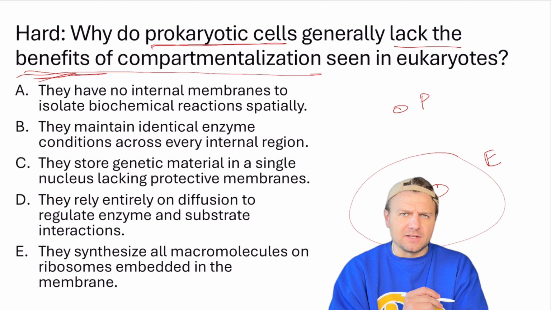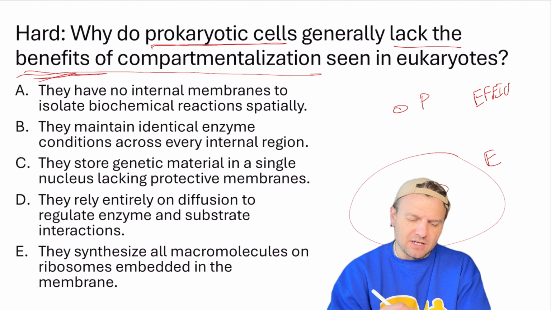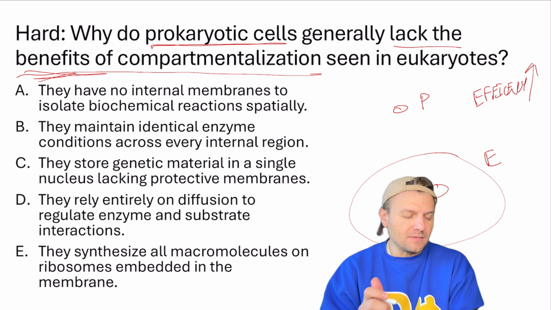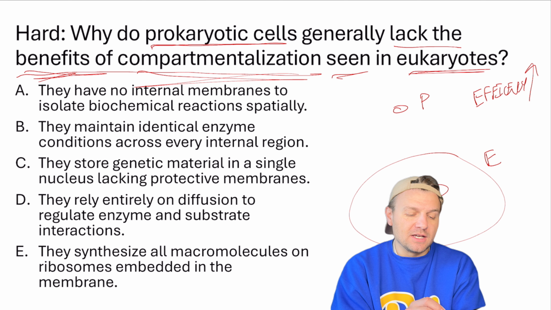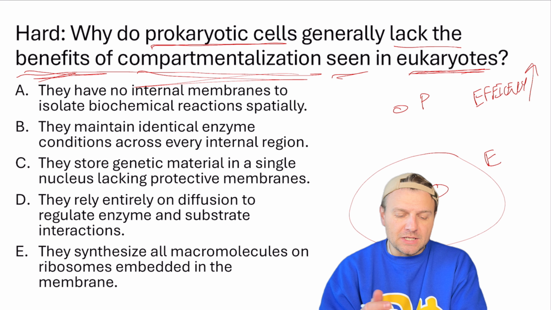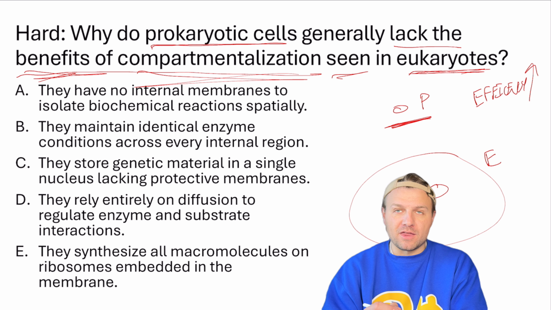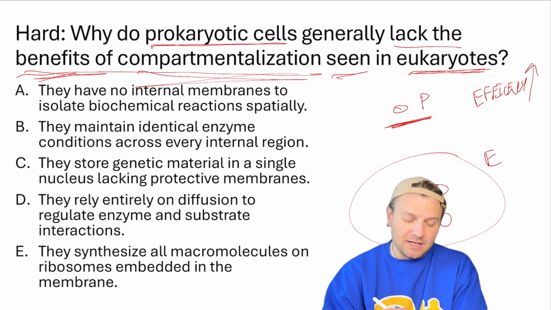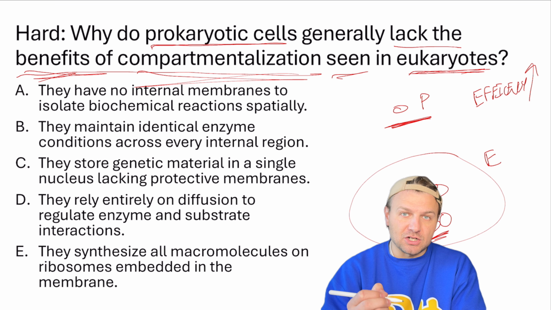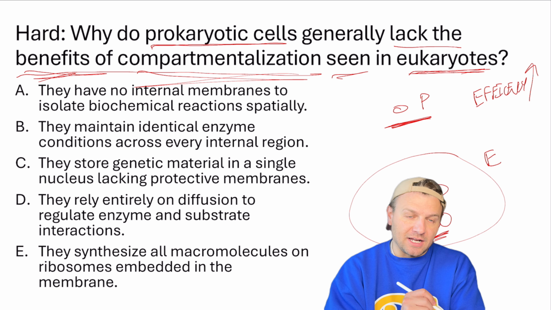What's one of the benefits of compartmentalization? Well, we know that efficiency is going to be way higher in these organelles. Why do prokaryotic cells generally lack the benefits of compartmentalization seen in eukaryotic cells? So basically what this question is asking is, why don't prokaryotic cells get the efficiency that eukaryotic cells do? Well, one of the main things I talked about in the beginning was the fact that eukaryotic cells have membrane-bound organelles. These membrane-bound organelles are where compartmentalization occurs. So let's see if we can find that in our answers.